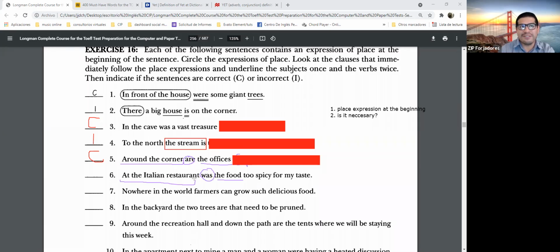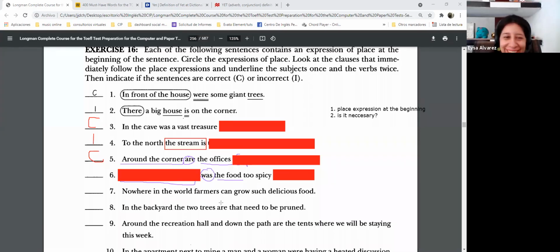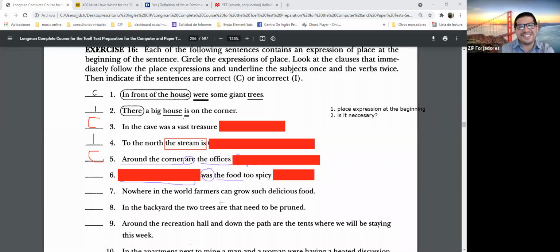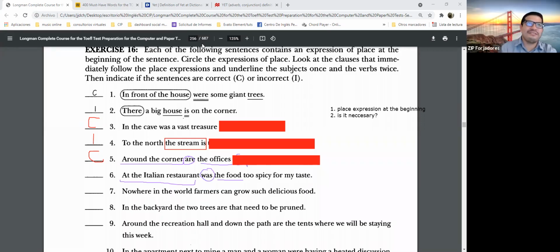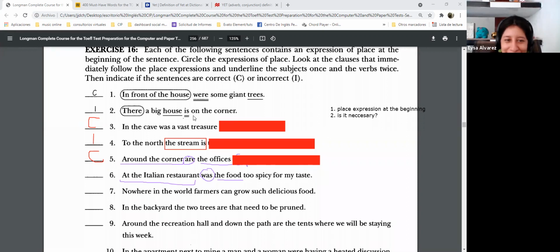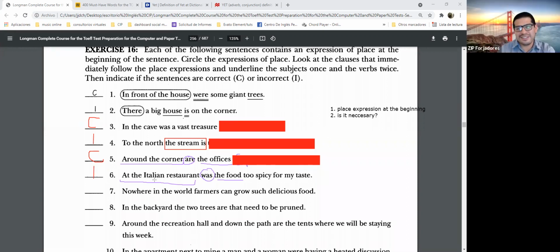So let's go with number six. This one is just a prepositional phrase for my test, so we are going to eliminate it, and we are going to eliminate this one. The food was too spicy. Yes, it's the complete idea. Do you understand? All right, so that one is just extra information. So the order is going to be at the Italian restaurant, the food was too spicy for my taste, and that's it. So it's incorrect because it's not necessary. Exactly. That's right.